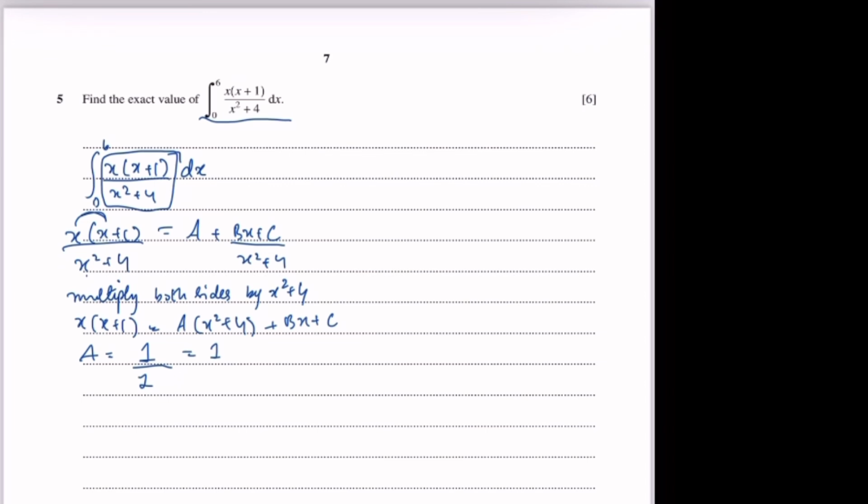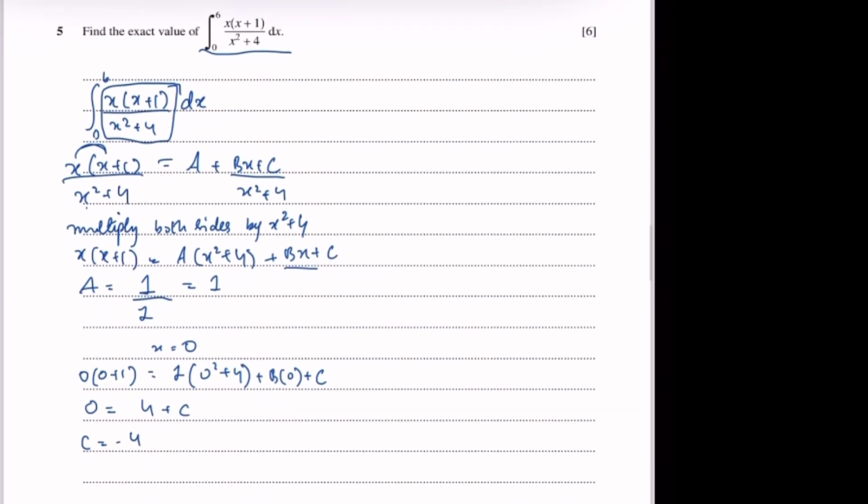And now let's take any value of x. Let's say we take x is equal to 0, we can omit this b from the equation, right? So we take x is equal to 0, and then we have 0 into 0 plus 1 is equal to 1 into 0 squared plus 4 plus b into 0 plus c. So this becomes 0 is equal to 4 plus c, and c is equal to minus 4.